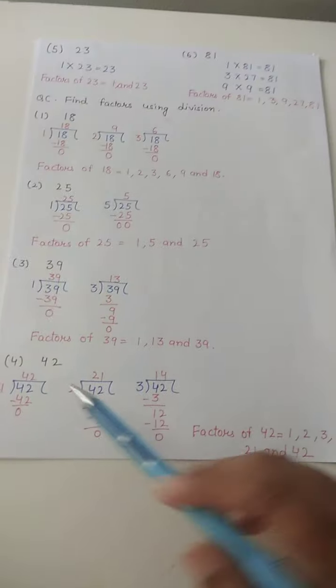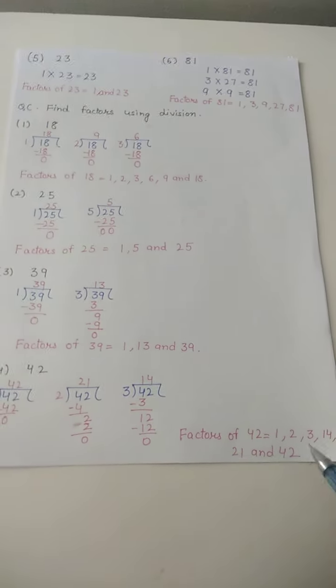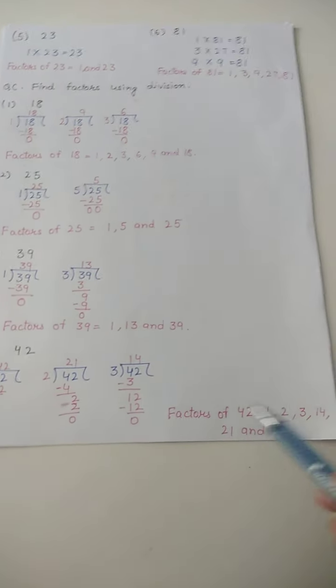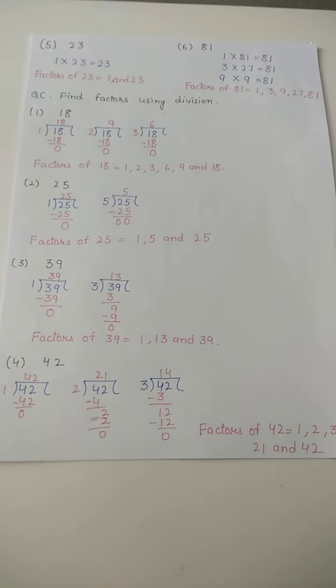Here I am writing firstly the dividend, right? 1, 2 and 3. And now the quotient also: 14, 21, 42 are the factors of 42. Right everyone, like this you have to do question number B and C.